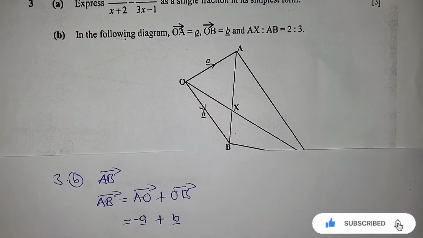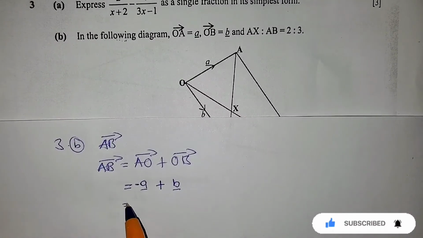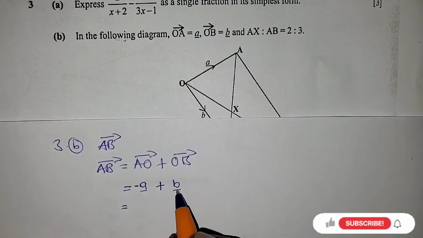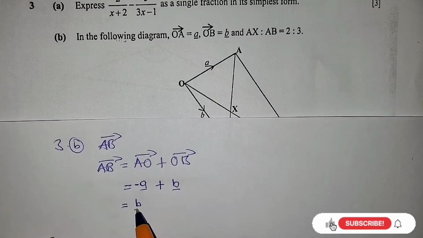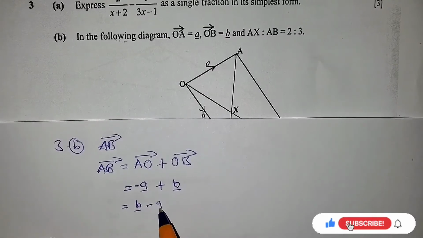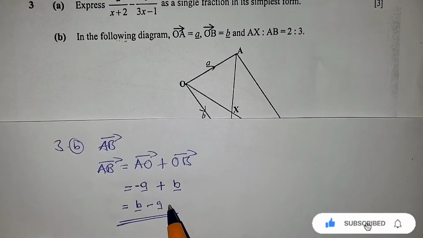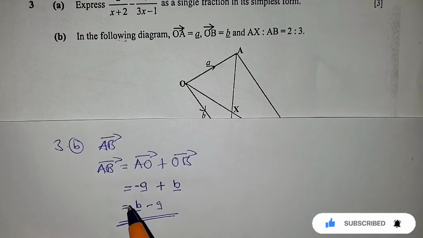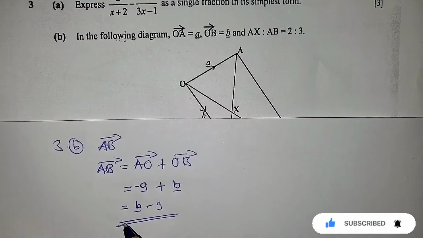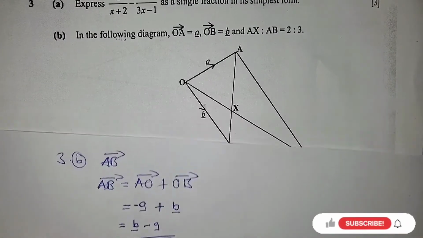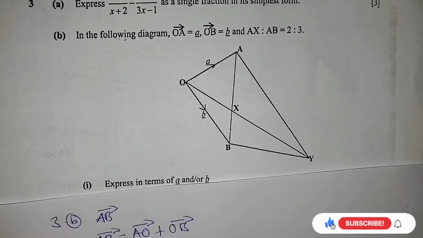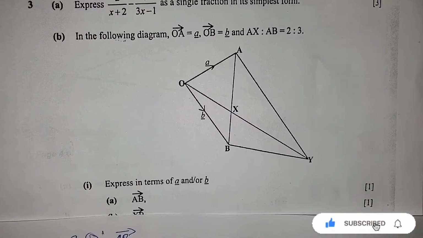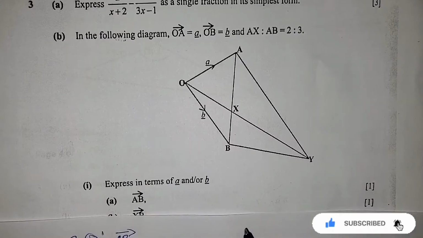But remember, vectors should be written starting with a positive vector. So we're going to start with this one: vector B minus A. The signs don't change because we're just changing positions, not crossing the equal sign. I hope you understand that. So this is question 3B(i).